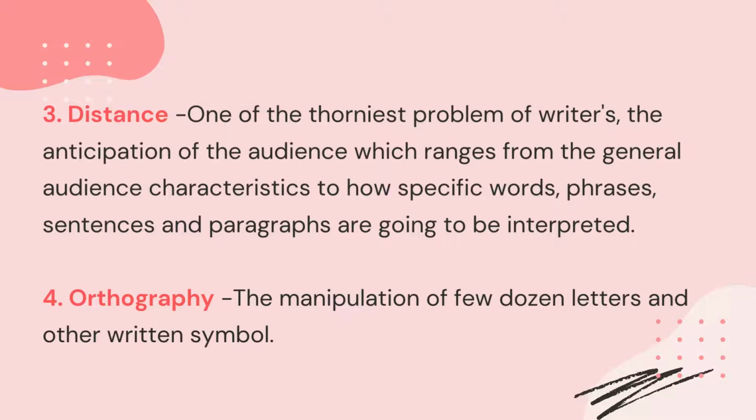The third one is the distance. One of the thorniest problems of writers is the anticipation of the audience, which ranges from the general audience characteristics to how specific words, phrases, sentences, and paragraphs are going to be interpreted. Good writers should be able to read their own work using the perspective of their audience. They should make sure that the language they used will be interpreted well, given that we have what we call the diversity of audience.